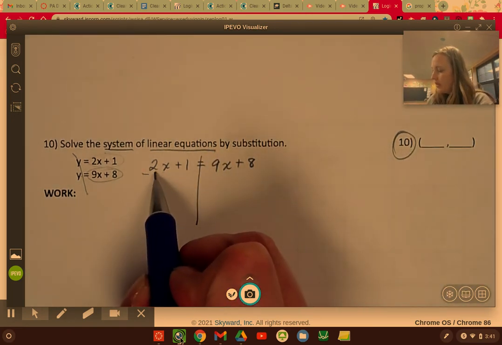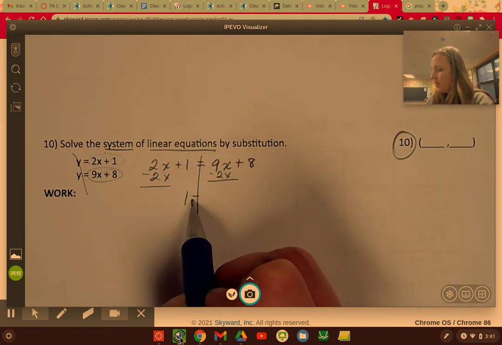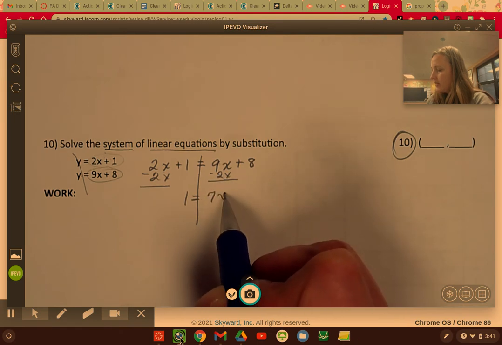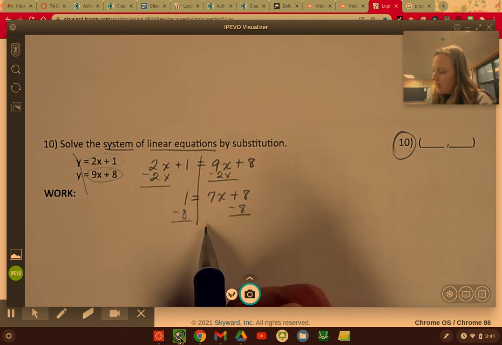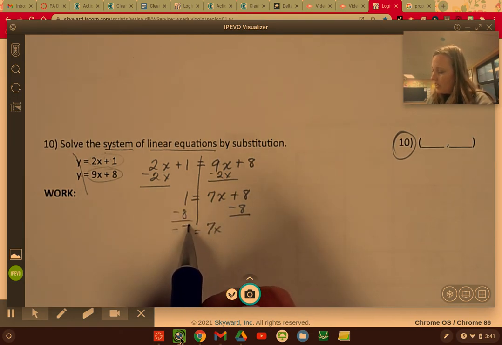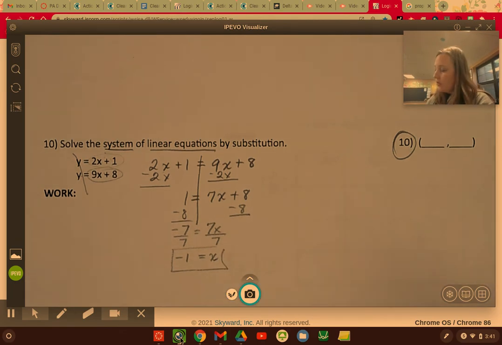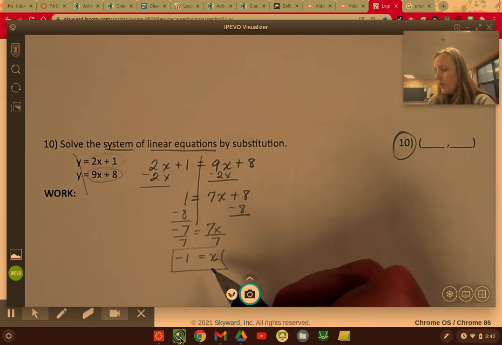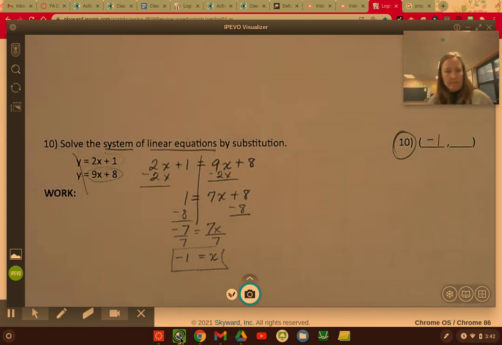So let's start with our variables. And I get 1 is equal to 7x plus 8. And then I'm going to subtract 8 from both sides. 7x is equal to negative 7. Divided by 7, x equals negative 1. Now, notice if you look over here, there's an ordered pair. Wait a minute. I only have one part of that ordered pair, right? So I have the x value of this ordered pair, and I need to find the y value.